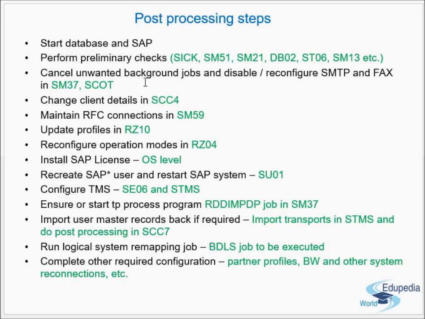The next important thing is you change the client details in SCC4. Even the T000 table shows SCC4. After refresh the production values exist, so in SCC4 you have to update the logical system name and the clients, everything. You have to make sure that only the mirror values exist, and the production values are all deleted. Then you maintain the RFC connections in SM59. So this is also covered.